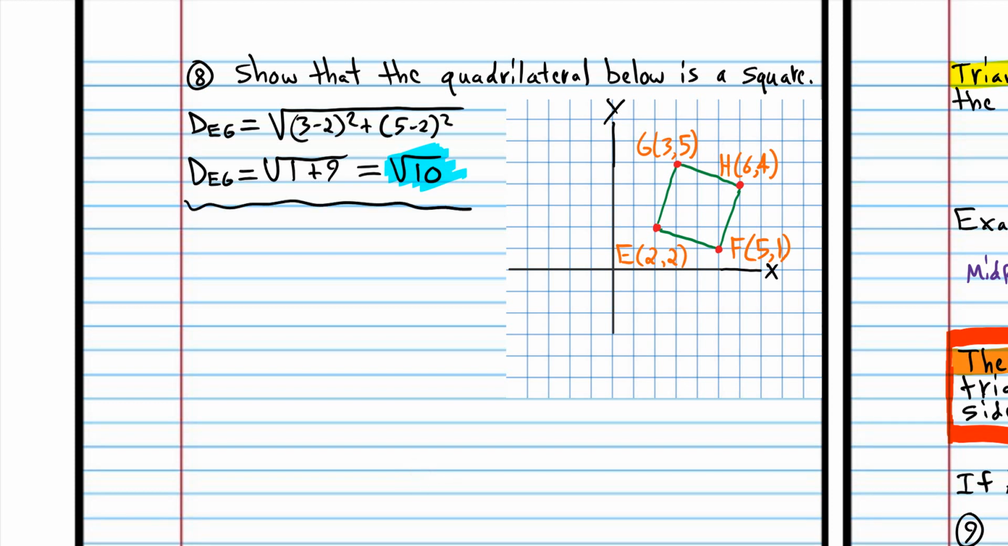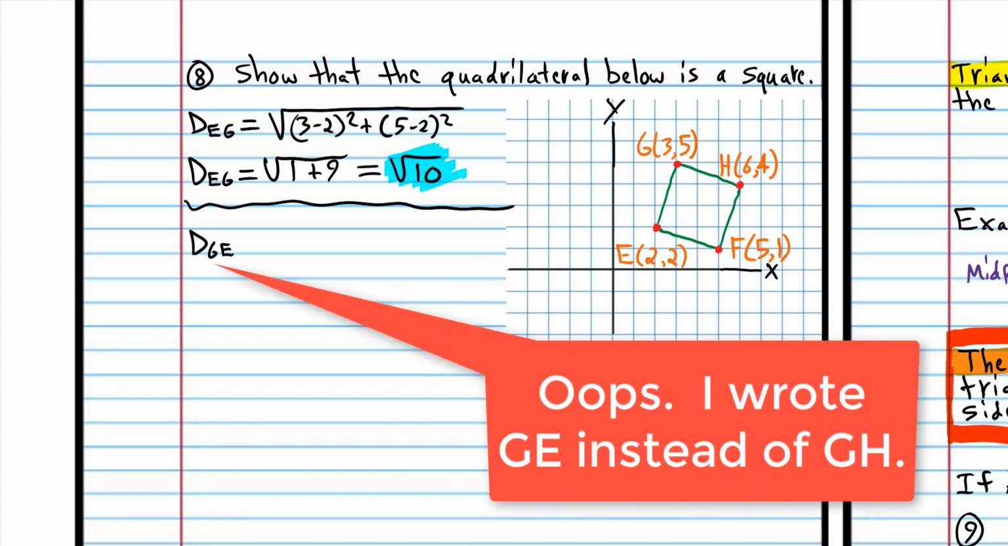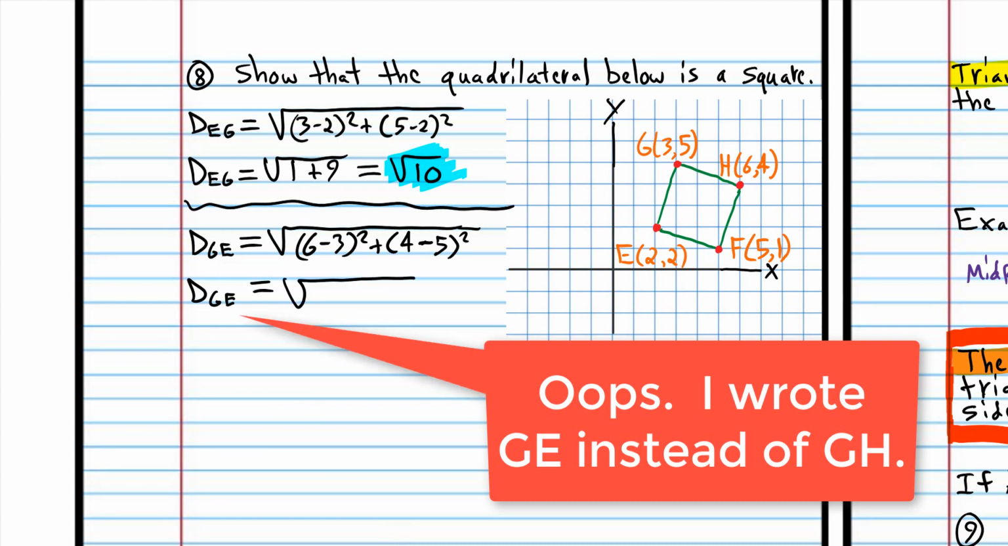Now we're going to find the distance between G and H. Again, it doesn't matter what order you do this in. Using G as point 1, we have 6 minus 3 squared plus 4 minus 5 squared, and we have, rushing forward, 9 plus 1, which is root 10. And so we've shown that those two sides are equal in length.